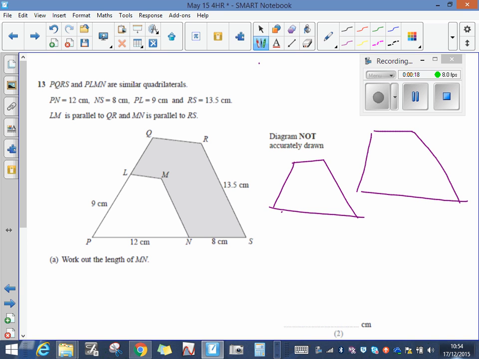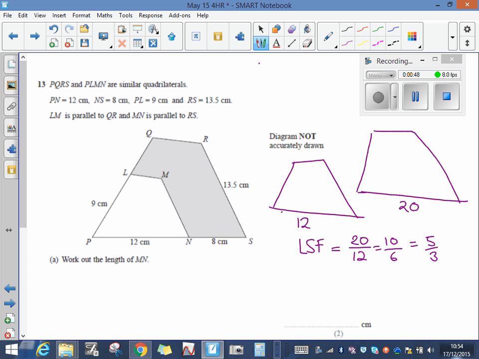Okay, so for the smaller one, we know that this length is 12 centimeters. For the bigger one, the distance all the way across the bottom here is actually 12 plus 8, which is 20. Now, the easiest way to do these sort of questions is to work out the length scale factor. And the length scale factor is always the length on the new shape, which I'll call the big one, 20, divided by an equivalent length on this one, which is 20 over 12, so that's 10 over 6 or 5 over 3. So that's the length scale factor.